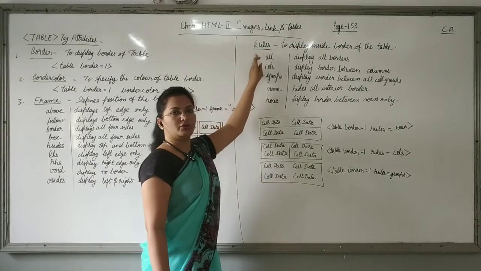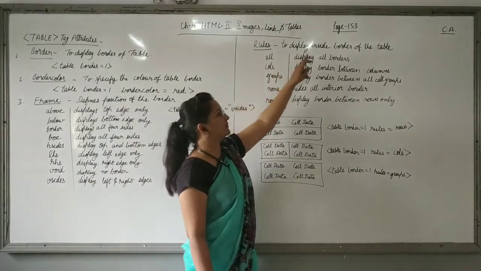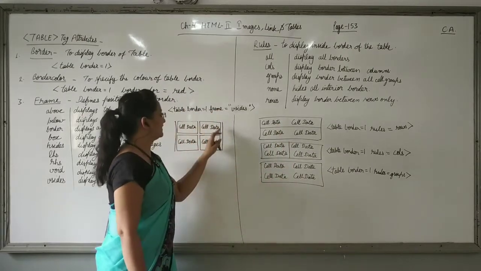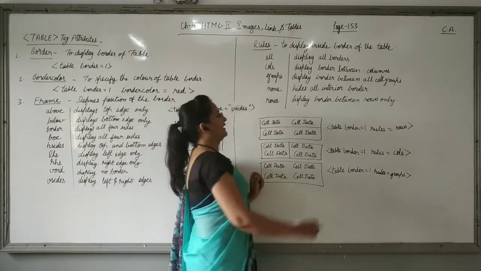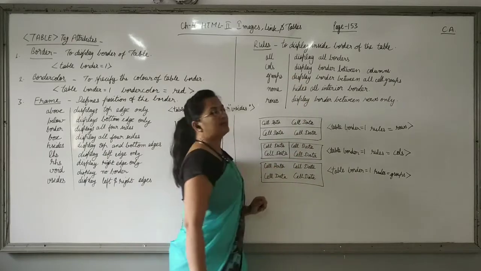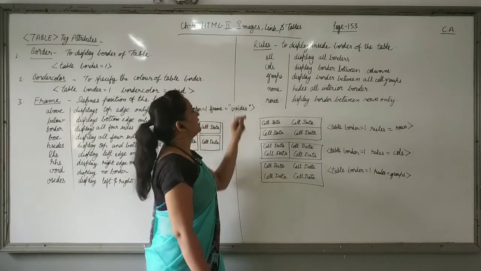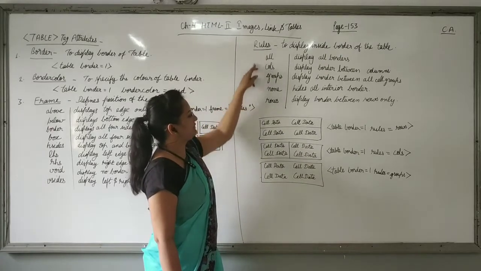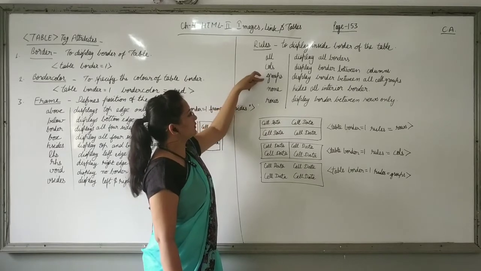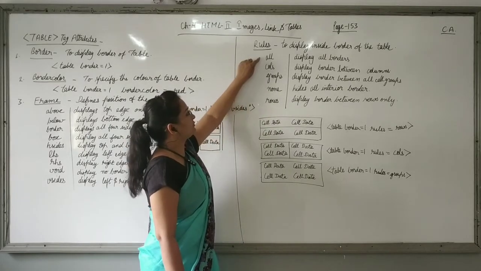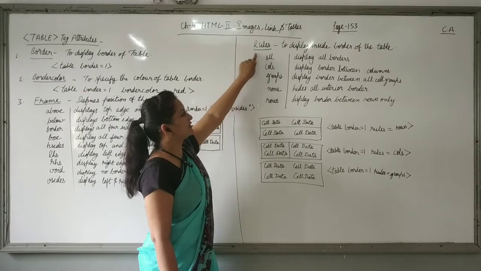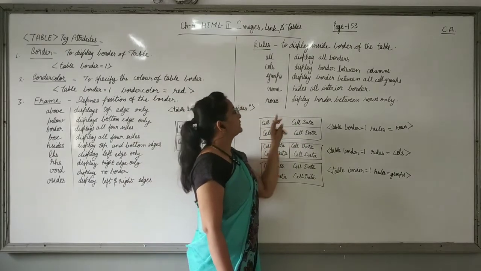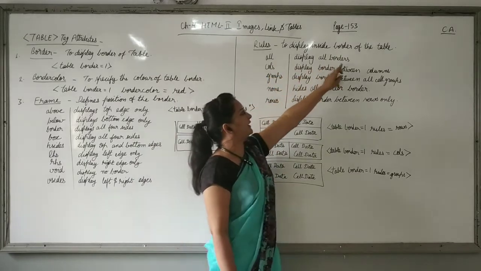Now rules. Rules will allow you to display the inside border. Inside the cells also you can see there are borders. So inside borders can be changed with the help of rules. Rules is also an attribute of the table tag. It has only five values: all, cols, groups, none, rows. You have to use only these five values for the rules attribute. Here I have given some examples. First of all, all means display all borders.